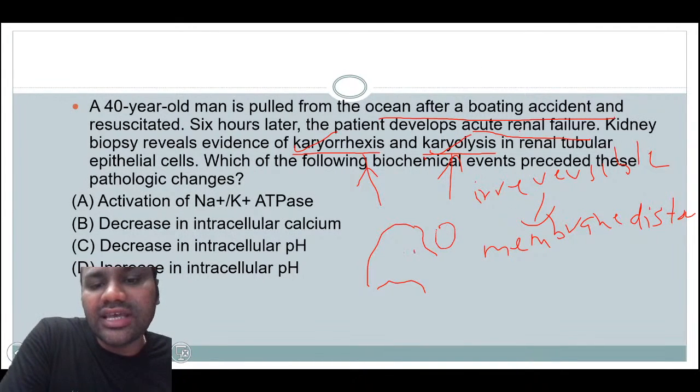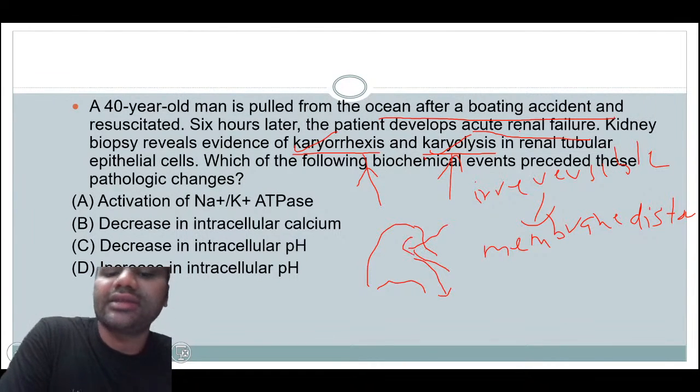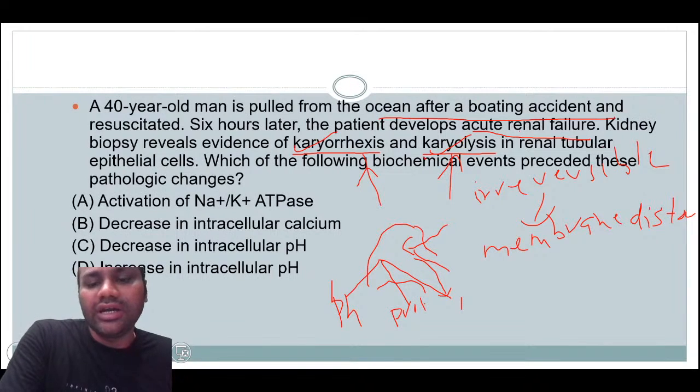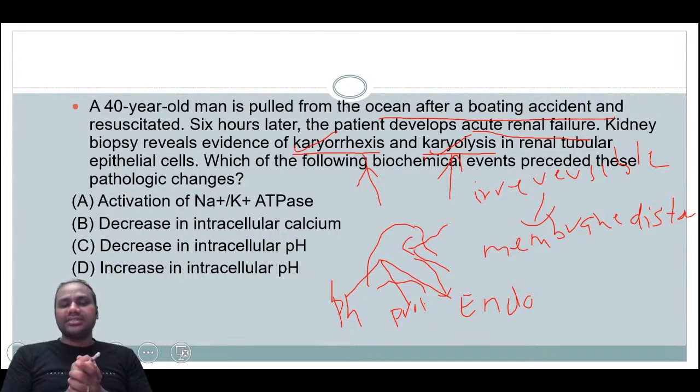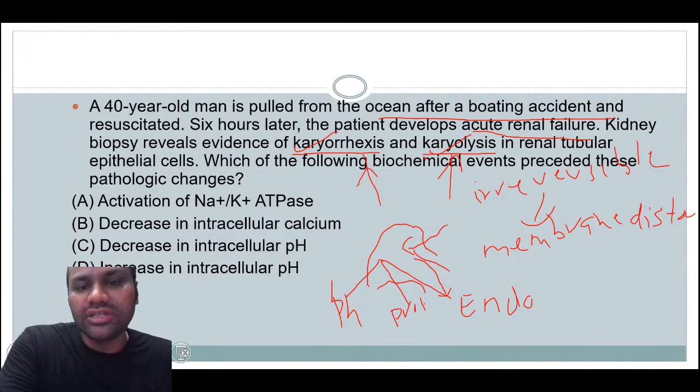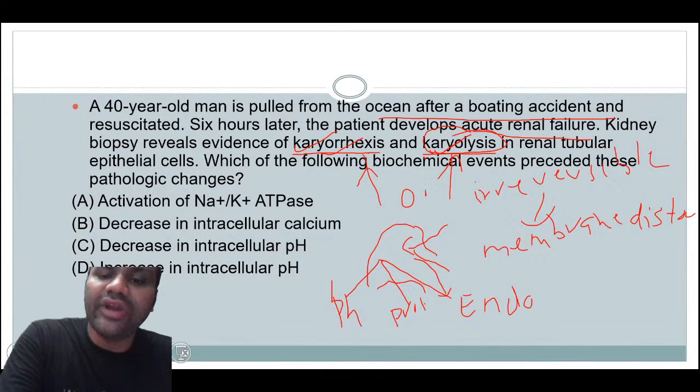All this will result in the cellular components or cellular enzymes coming out, and calcium will get a chance to enter into the cytoplasm. This calcium will activate different enzymes which we have studied: phospholipase, proteases, endonucleases. We studied that yesterday. Because of all those enzymes, they will start digesting cellular components, and hence the nucleus will also undergo karyorrhexis or karyolysis. Karyolysis is just fading of the nucleus, and karyorrhexis is the nucleus undergoing fragmentation.